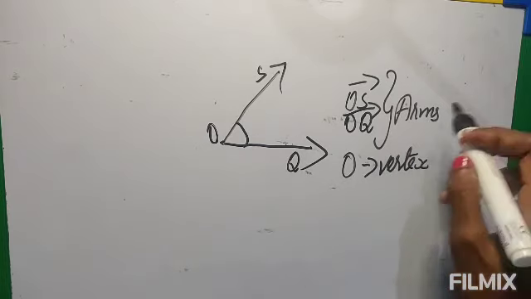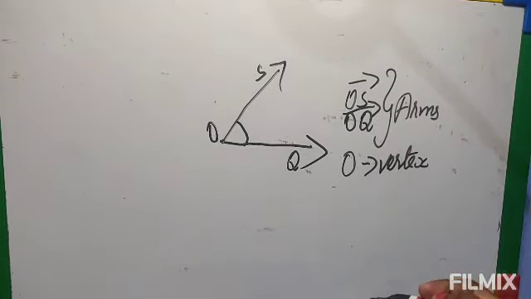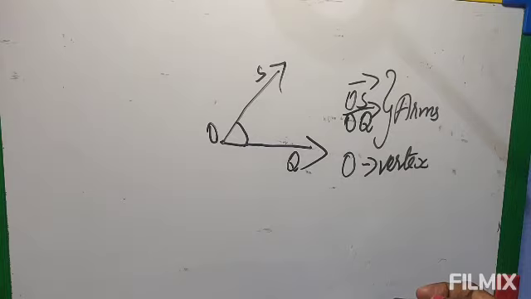Arms and vertex, you must know which is arm and which is vertex. So two rays, if they meet each other at one point, they form an angle, and the two rays are the arms of the angle, and the point where they are meeting each other is called the vertex.